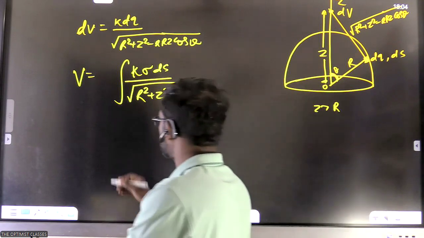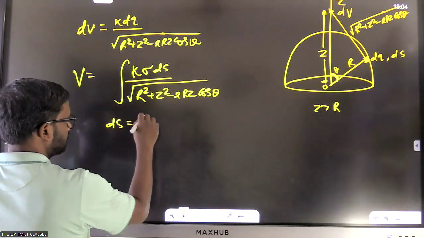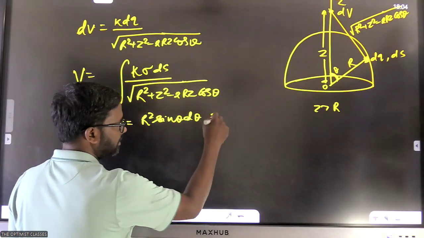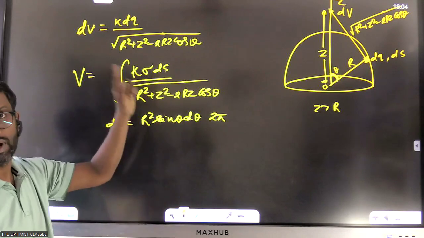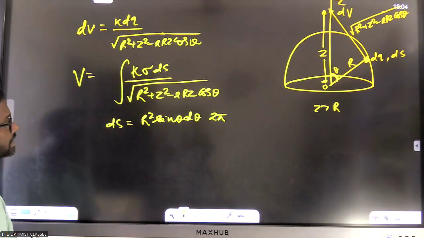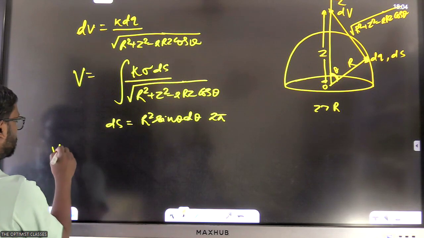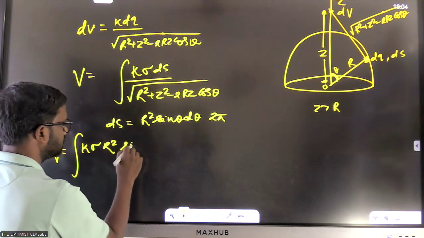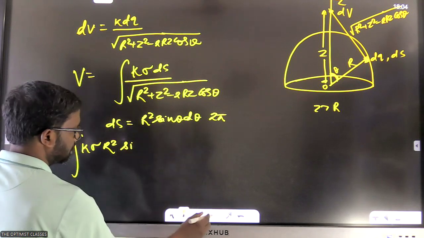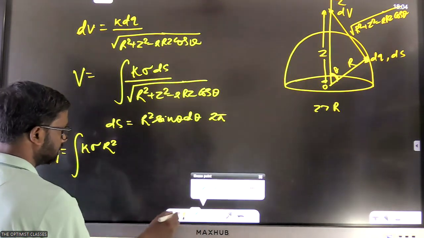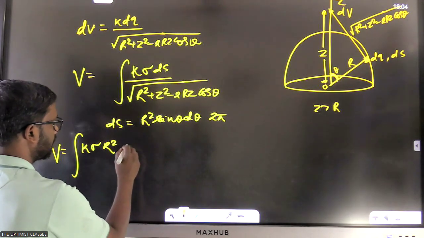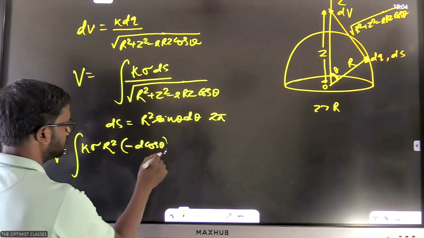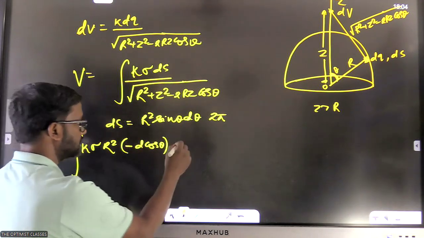Okay, so let us integrate. So here ds, as I said earlier, this will be r square sine theta d theta d phi, and when you do phi integration, we can write here this will be equal to 2 pi. All right, so that's the ds. So let's put this here. So V will be equal to integration k sigma, and ds is r square sine theta d theta. This sine theta d theta can be written as minus of d cos theta, and this is 2 pi.